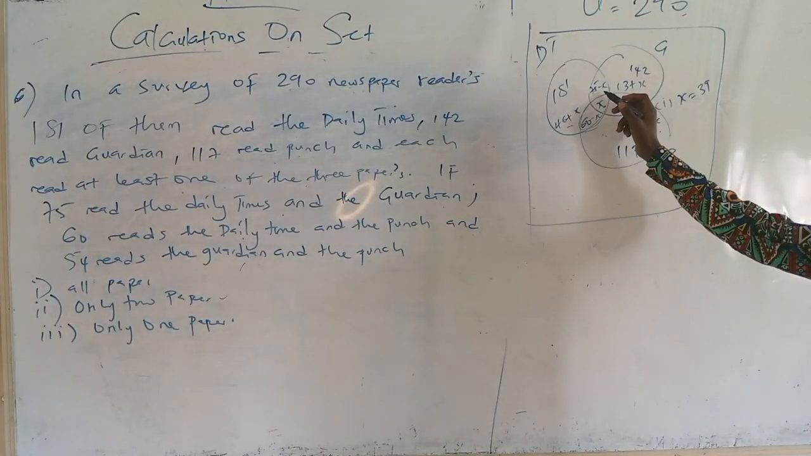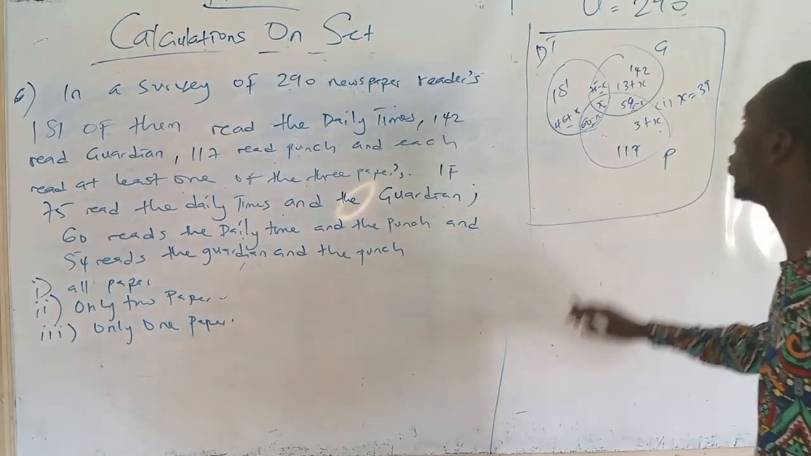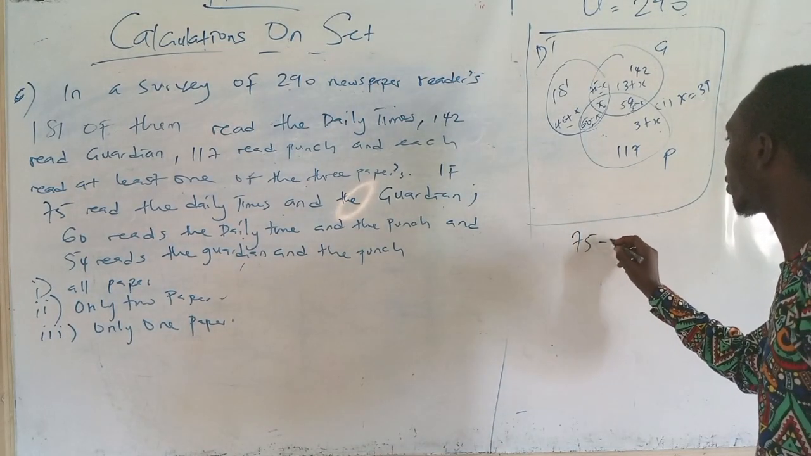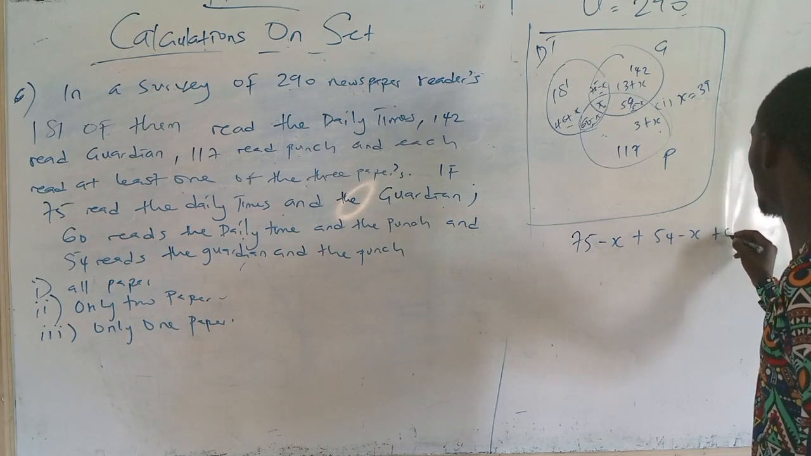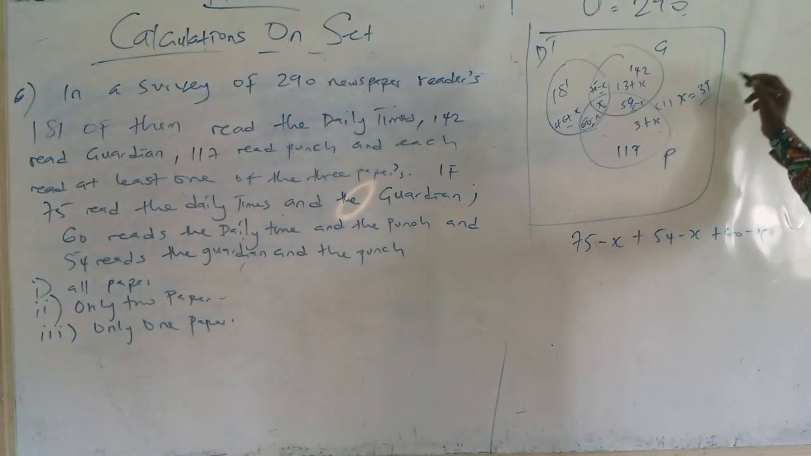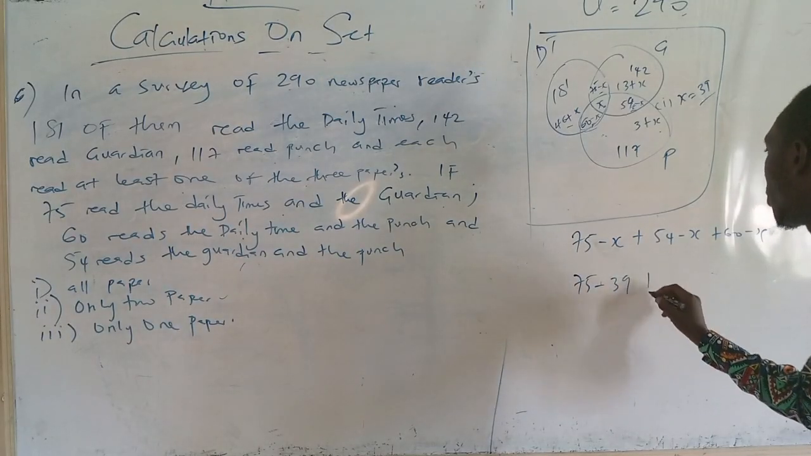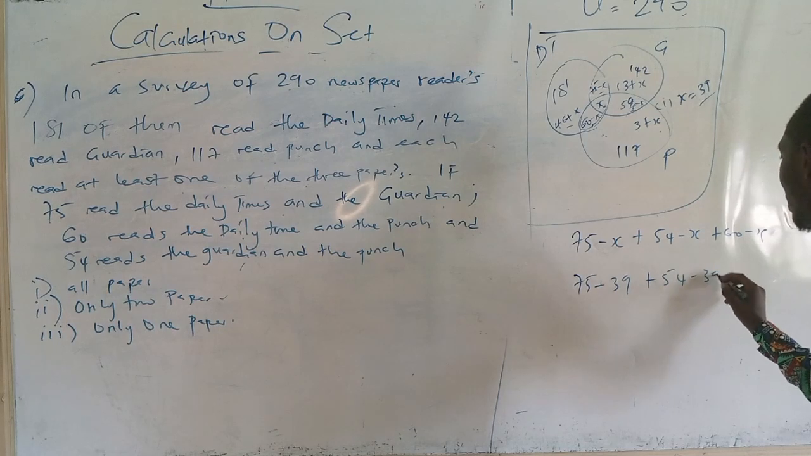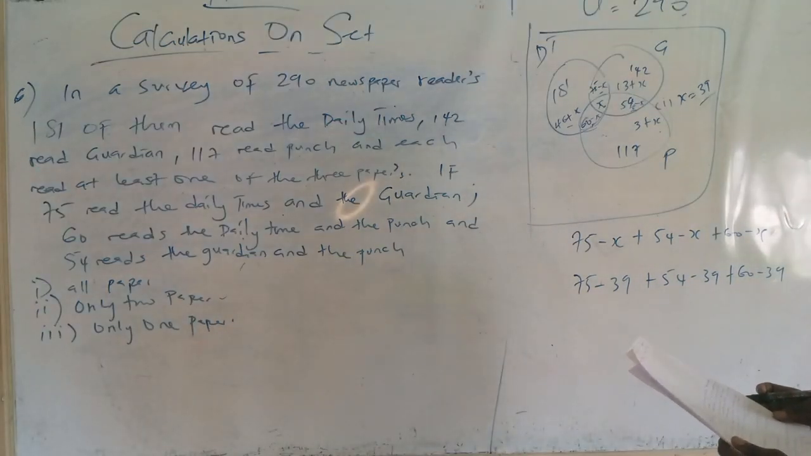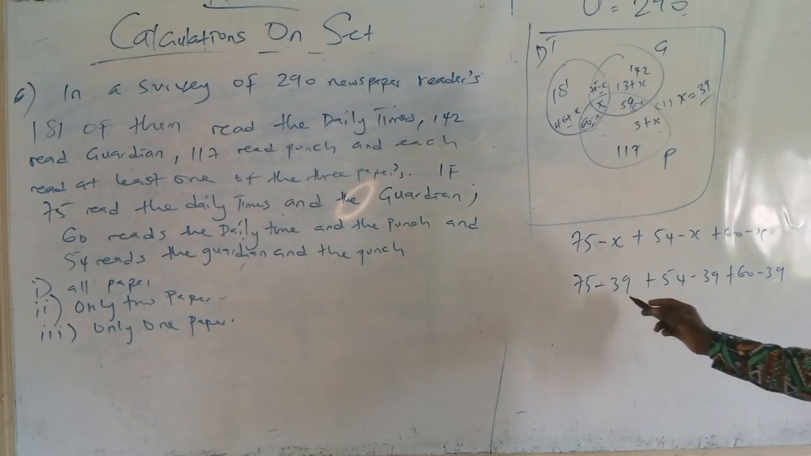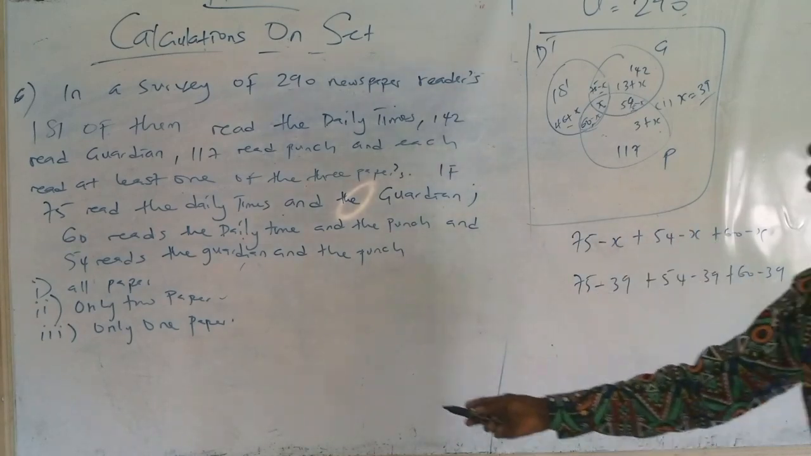Only 2 paper. I told you this box is what? Only 2 paper. So to get all the values with only 2 paper is what? 75 minus x plus 54 minus x plus 60 minus x. Now your x is already 39. Anyway, see x equals 39. 75 minus 39 plus 54 minus 39 plus 60 minus 39. Are we together? So if you do this, you actually will get your answer for only 2 papers.